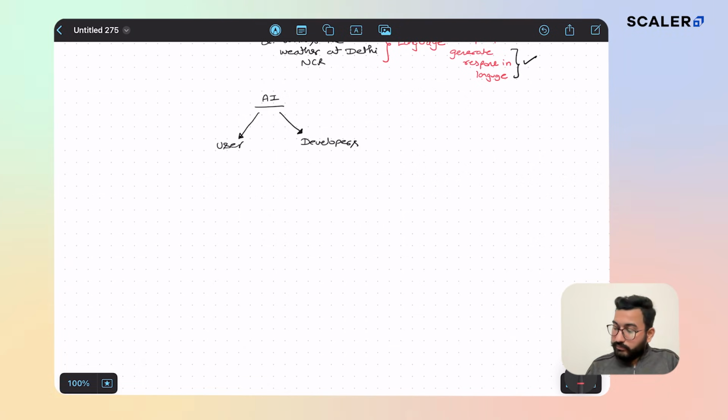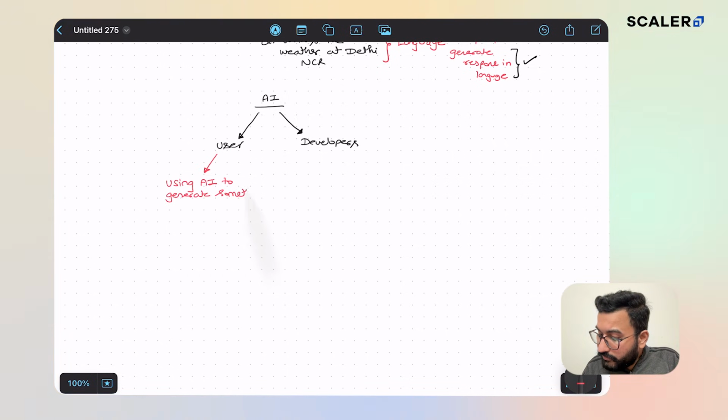Users are those people who are using AI to generate something using a UI. UI means user interface. So if you are using ChatGPT from its web interface, which is chatgpt.com, and you are getting an email generated, an image generated, or something generated out of ChatGPT, you are a user of AI.